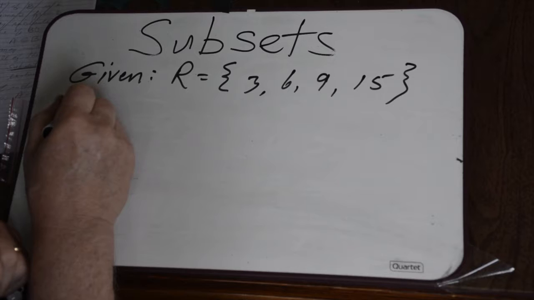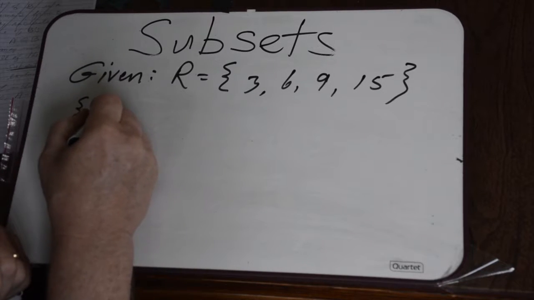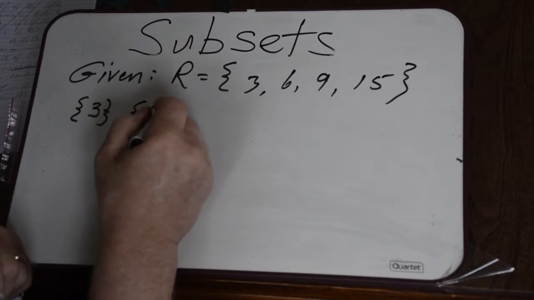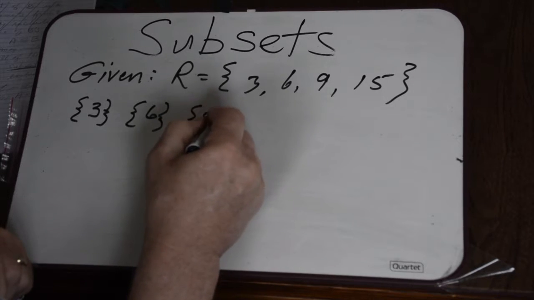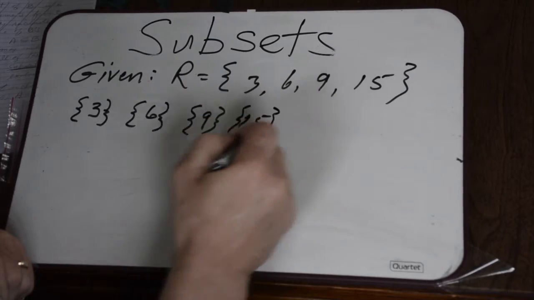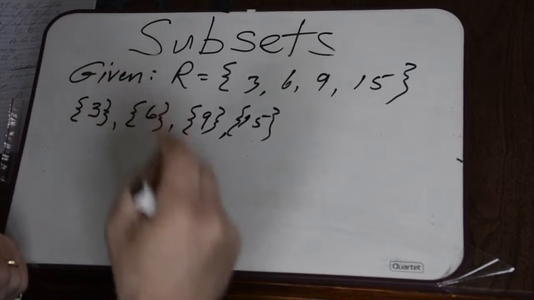Okay, so let's look at all the subsets of one element. Well, 3 is a subset, right? So is 6. So is 9. So is 15. These are all subsets. I could separate them with commas. This is a list of all the subsets of one element.